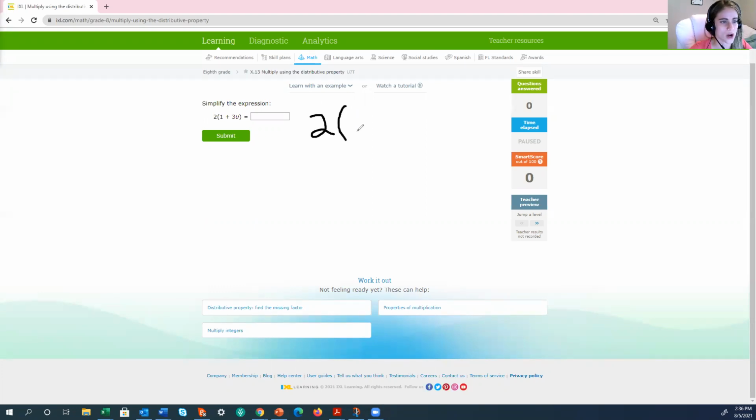All right, 2 times the quantity of 1 plus 3u. I have been told to simplify. And when I'm told to simplify, my brain goes towards order of operations, and I see that I have parentheses here. But inside the parentheses, 1 plus 3u, can I add those? No, I can't. They're not like terms, because one term, the 1, is just a number, and our second term is a variable term because it's 3u. Which means in order to use that order of operations, I need to use the distributive property.